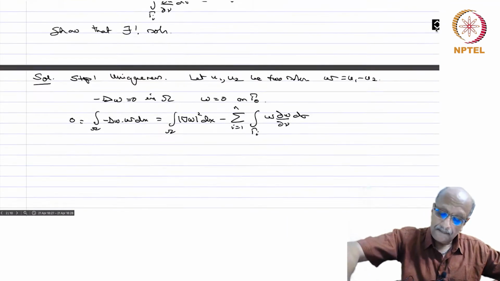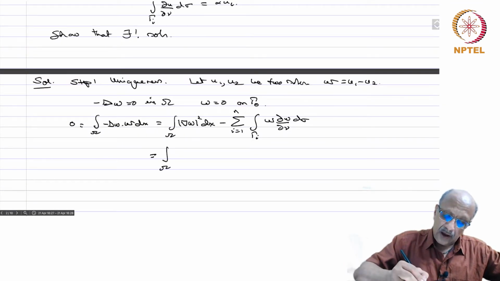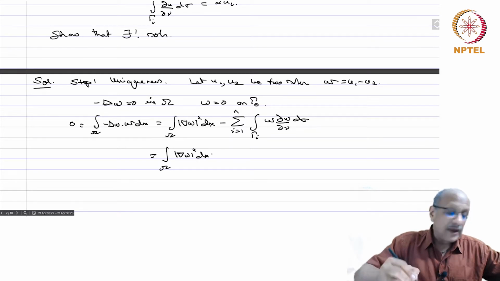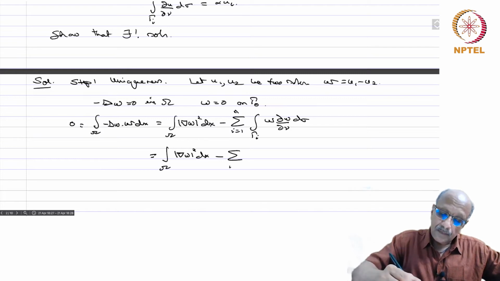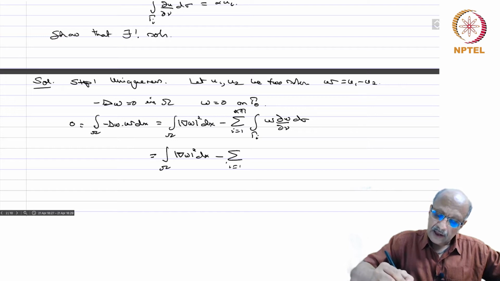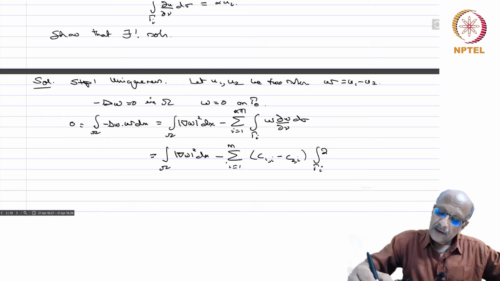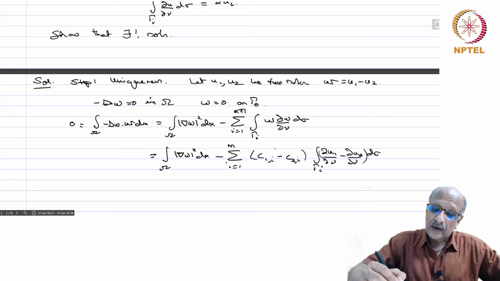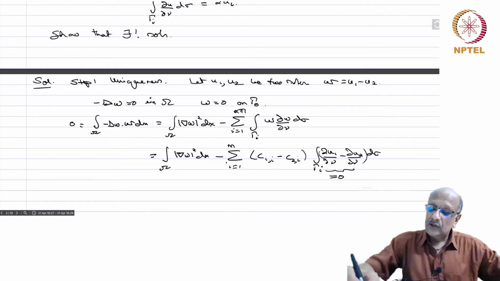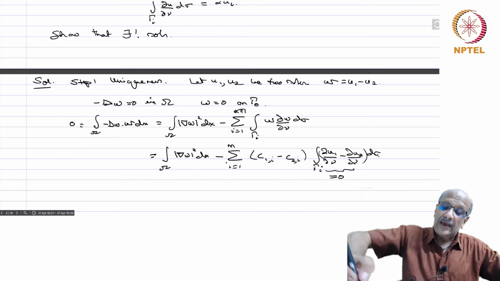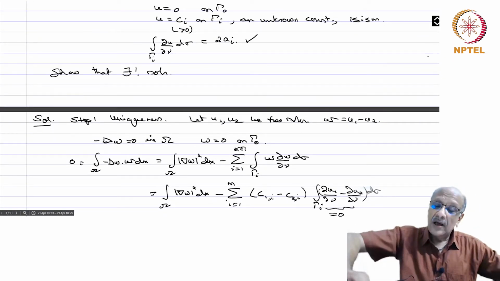Okay. So now this is equal to the integral on omega of mod grad w squared dx, minus the sum, I equals 1 to m, of C_1I minus C_2I times the integral on gamma I of du1 by d nu minus du2 by d nu d sigma, because w is equal to a constant, u1 and u2 being equal to constants on gamma I. But then this is equal to 0, because the integral of du1 by d nu equals the integral of du2 by d nu, each is equal to 2 times a_i, that is the last condition here, and therefore you have that this is equal to 0.